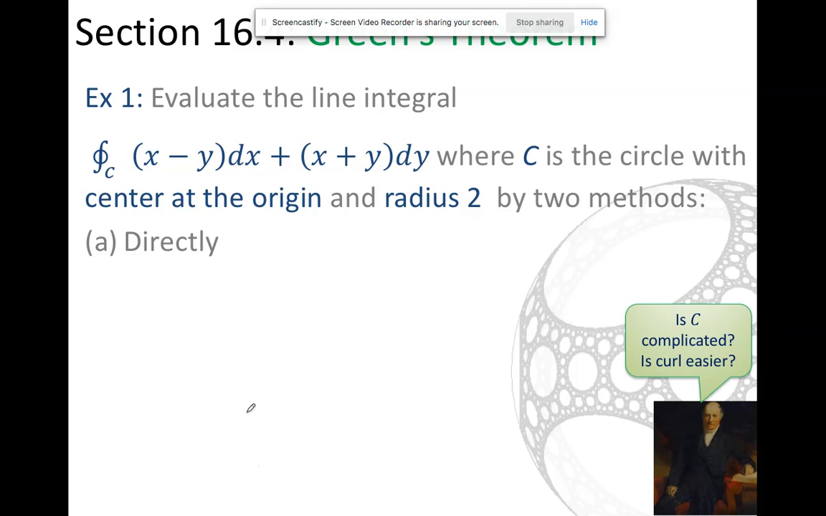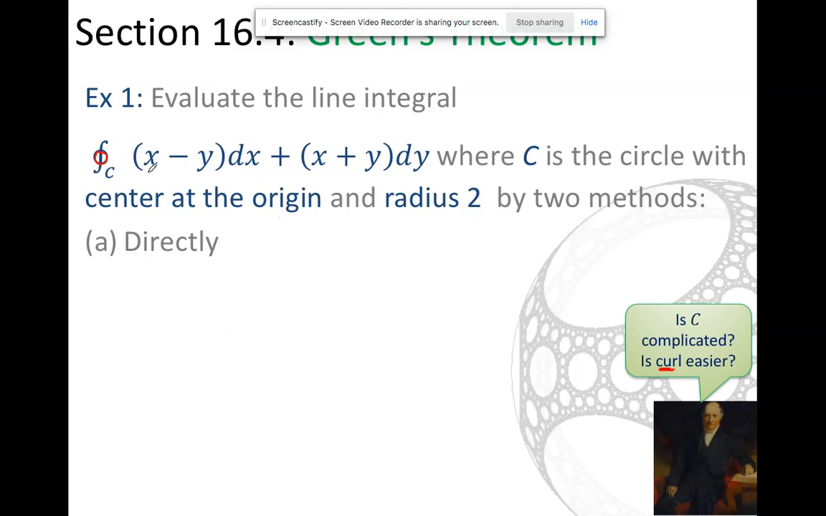So let's evaluate this line integral. This line integral is circulation, so that's telling you that C is a simple closed region. And what Green asks you is: is your region complicated? Is the expression for the curve nasty? And if it is, look at how you might do curl. Is it easier? Then you might want to use Green. So this first example, I'm going to do it without Green first and then with Green.